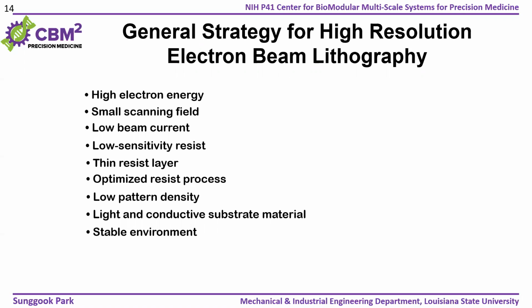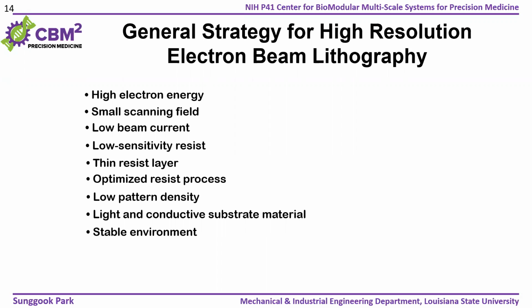While we still want to use high electron energy, we want to use a low beam current, and then a low sensitivity resist. It depends on your applications. And as I mentioned before, to reduce the proximity effect, you want to use a thin resist, you need to optimize the resist process, and you need to avoid highly dense patterns. So always, low pattern density is good to produce the smallest patterns.